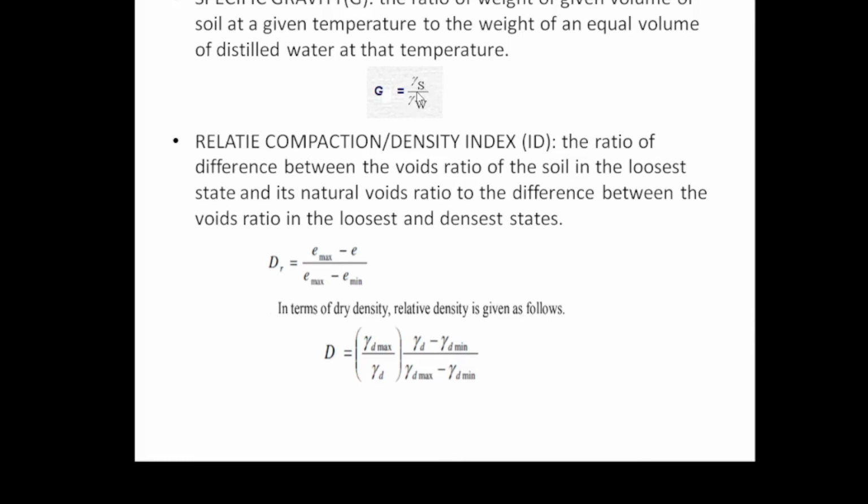Specific gravity, which is nothing but weight of given volume of soil at a given temperature to equal volume of distilled water at the same temperature. So G is gamma S by gamma W.